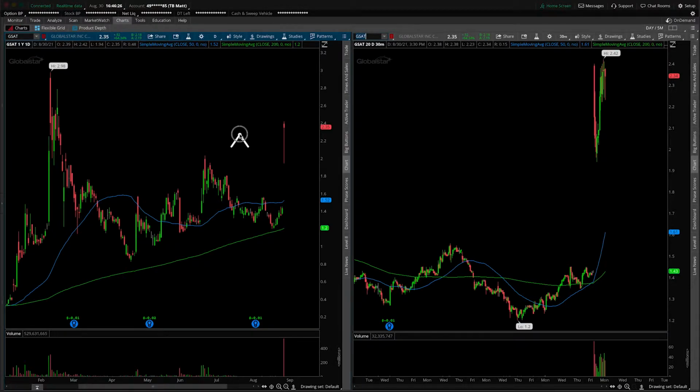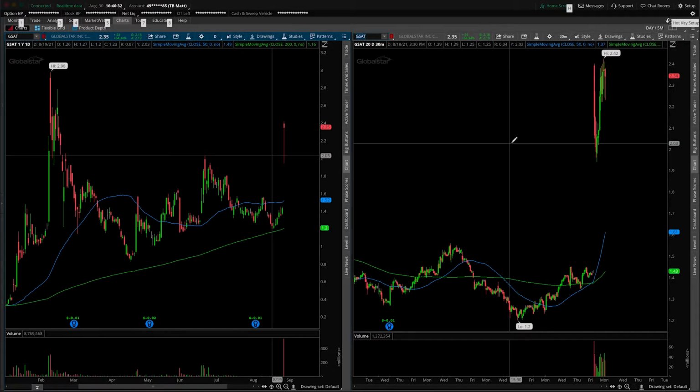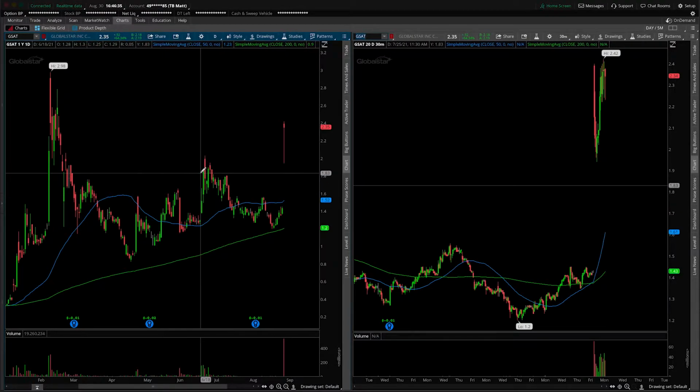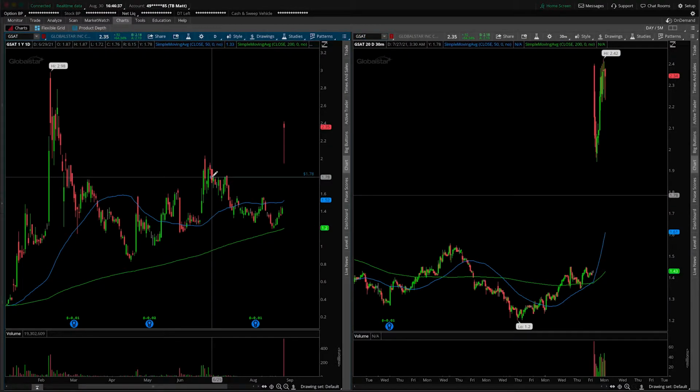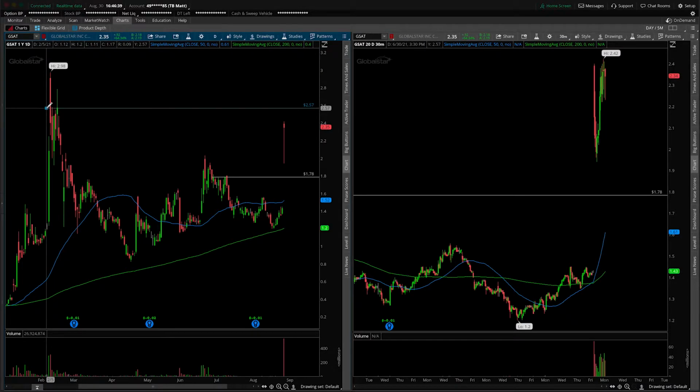On the left-hand side, we have the daily time frame, and on the right-hand side, we have the 30-minute intraday time frame. First things first, because this is new to our repertoire, we're going to go in and map out obvious areas of support and resistance from the daily perspective, and then we'll jump into the intraday time frame and dissect some of the price action from today.